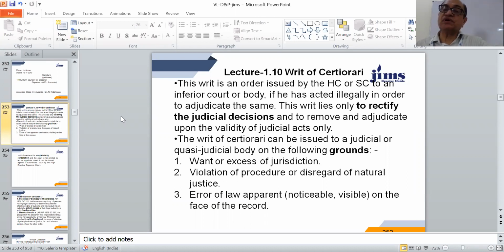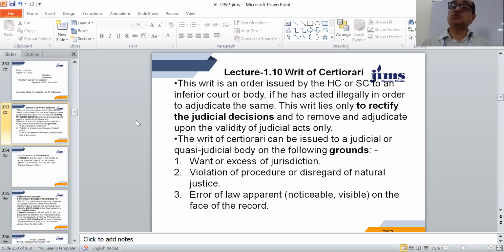And the third ground for issue of certiorari writ is error of law apparent on the face of the record. The lower court or the lower authority has committed error of law, and that error of law is noticeable, visible, apparent on the face of record. If you read the order of the lower court, then error of law is very much apparent there. So these are the three grounds for issue of writ of certiorari.